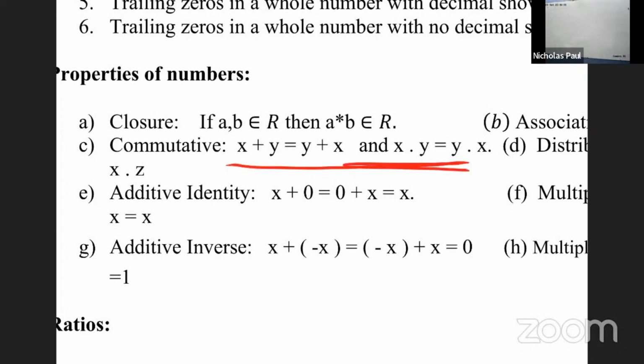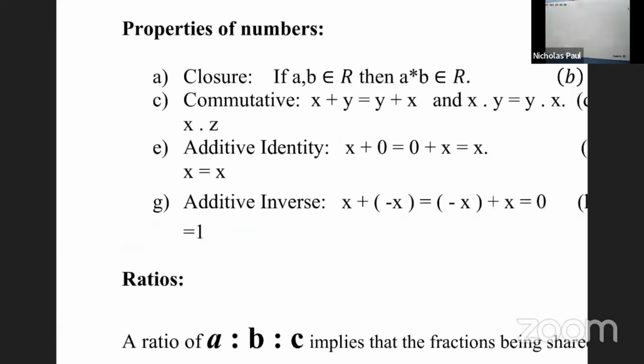In one of the years, they even asked you, what is the additive identity? What does additive identity mean? It means that if I give you 1, what do you add to 1 to get back 1? 0. So that 0 is called your additive identity.